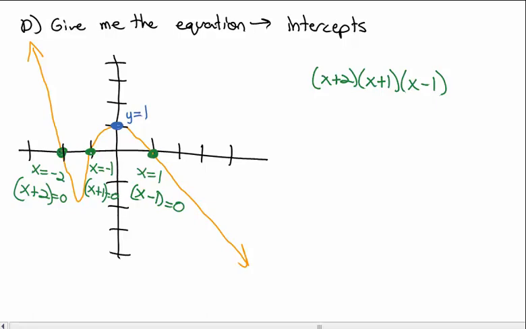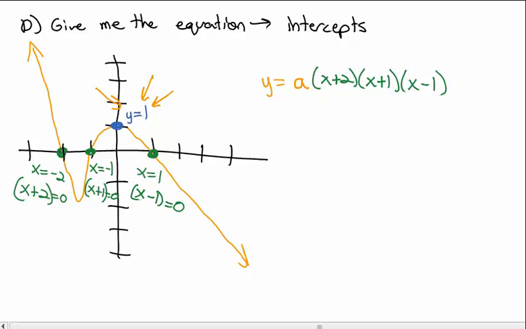Now there's a little bit of a catch. We can't just say y equals and be done, because we haven't yet used the y-intercept. There could be, and in fact most of the time there is, some number, we're going to call it a, in front of all these factors. And the only way to find that a is to use another point on the graph, usually the y-intercept.